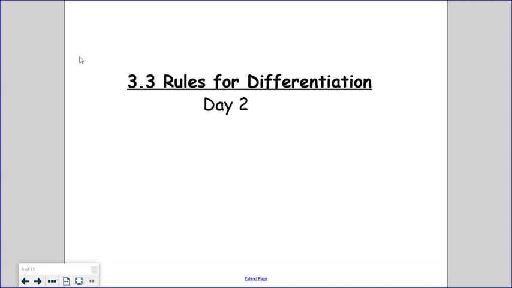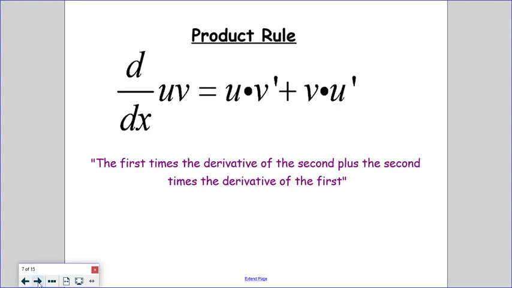All right, so like I said, we remember what the words for product and quotient are. We're looking at functions that have multiplication and functions that have division. So what is our rule if we have a function that is two functions being multiplied together? If we see something like this, we're asked to take the derivative of function u times function v.